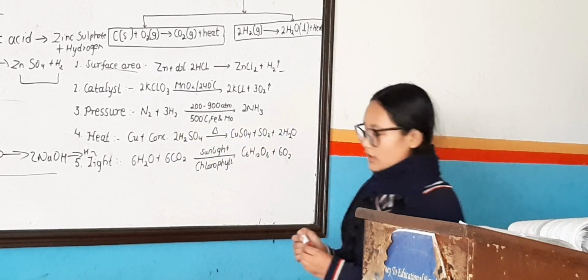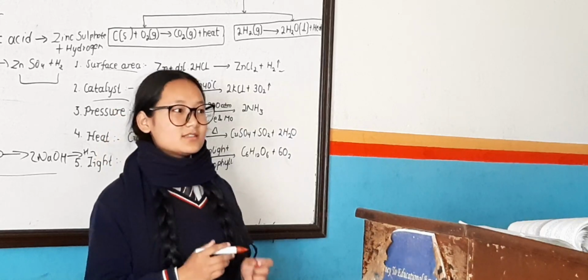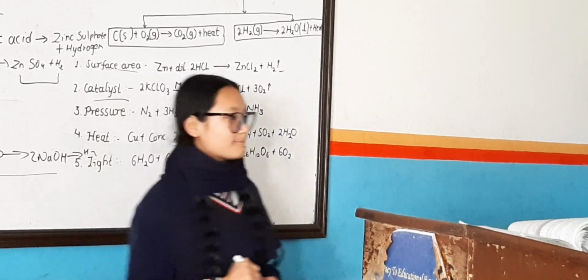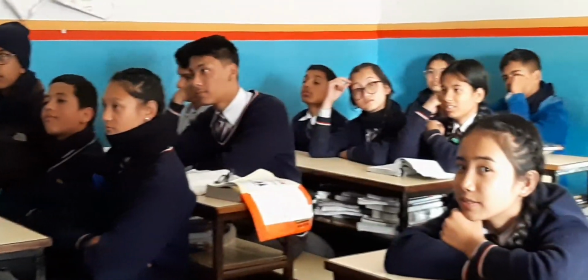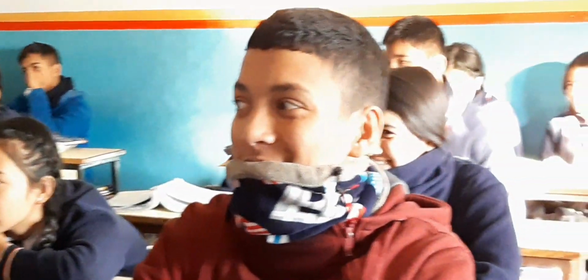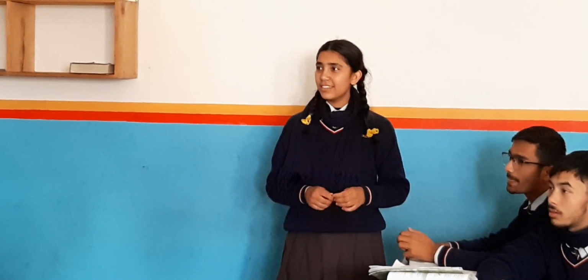Now going to the catalyst. Who can tell me what a catalyst is? Catalyst is the chemical substance which changes the rate of reaction. Can someone tell me properly so that I can listen nicely? Catalyst is the chemical substance that changes the rate of chemical reaction. Some catalysts increase, some decrease.